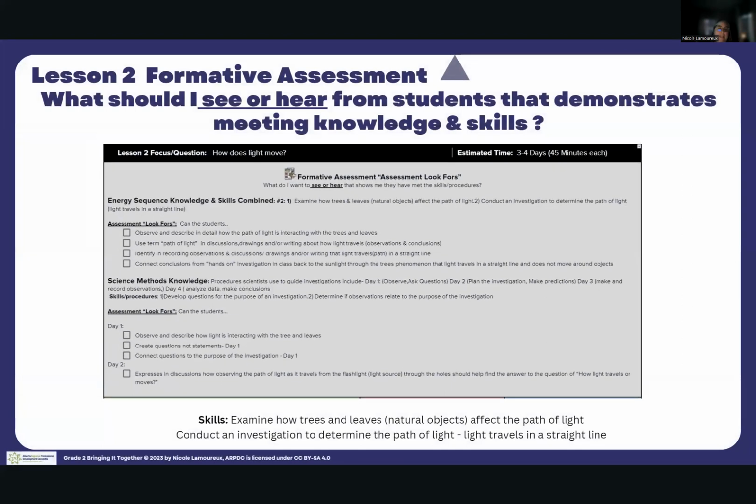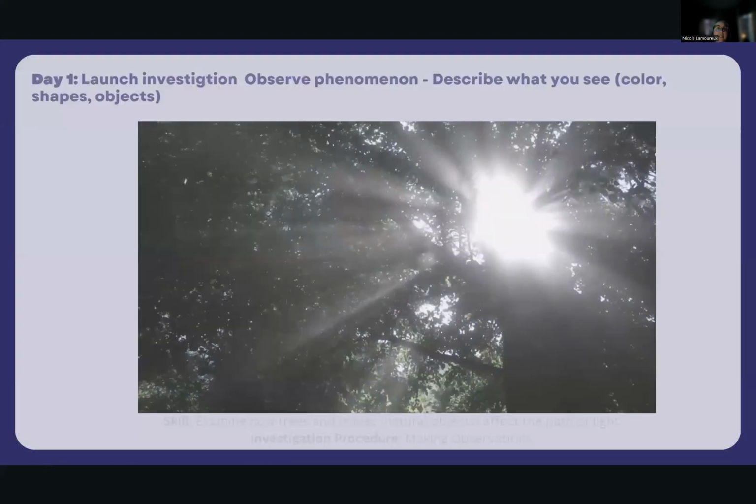So before we begin, again, on the top of this lesson, I have my assessment look for as the students are working through, right? What do I want to hear or see as they examine how trees and leaves affect the path of light, and they conduct an investigation? Now this is, we know, 3 to 4, even 5 days of lessons to develop this particular concept. The scientific methods as well, I'm formatively assessing.